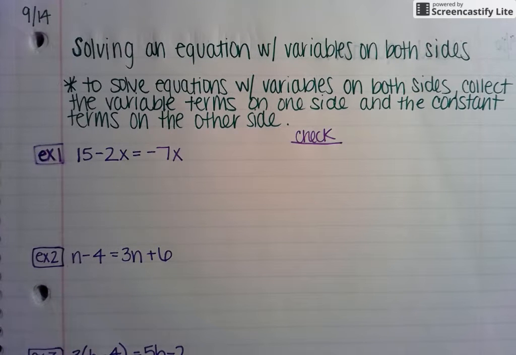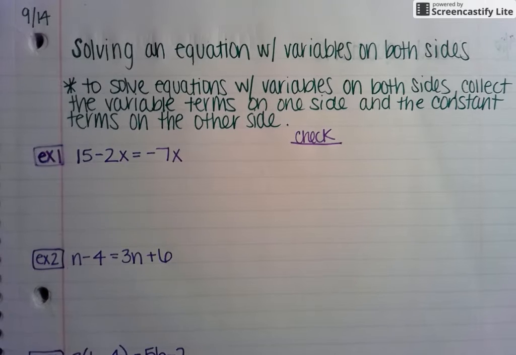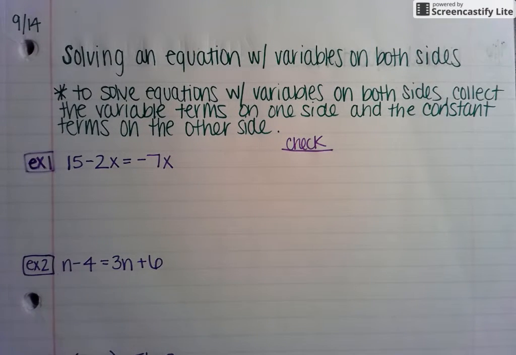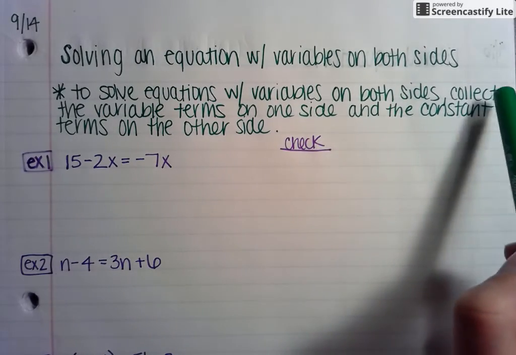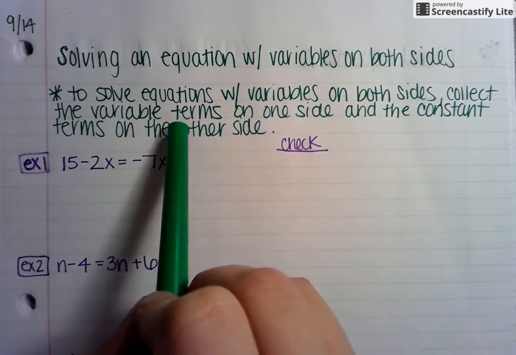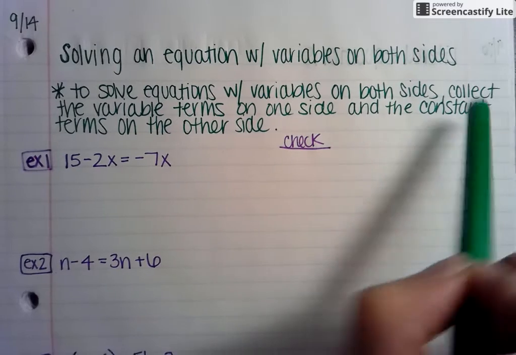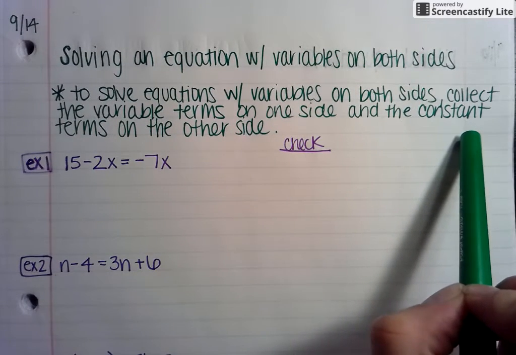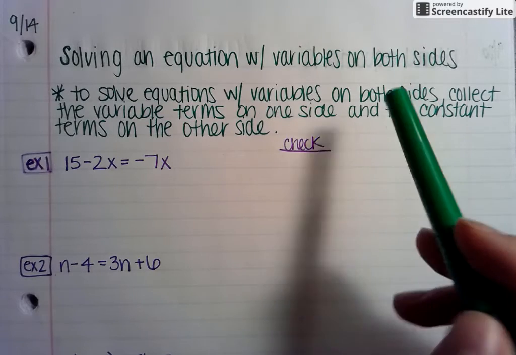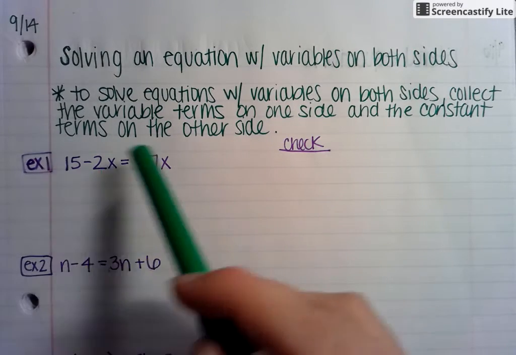This video is going to be about solving equations with variables on both sides. So we're going to now take a look at the rules with solving an equation with variables on both sides. To solve an equation with variables on both sides, you must collect the variable terms on one side and the constant terms on the other side. Constant is going to stand for the numbers, so you want to collect variables on one side, numbers on the other.